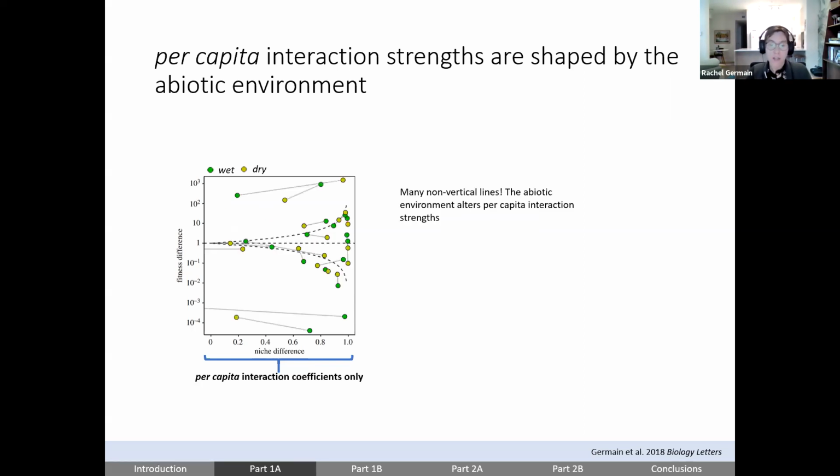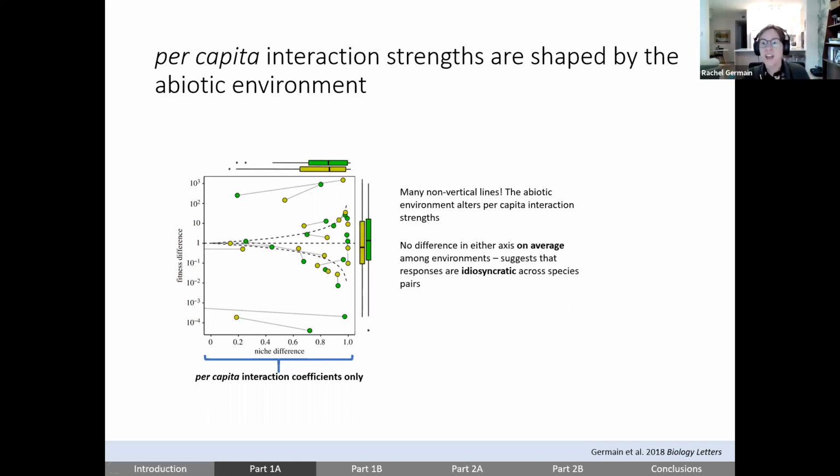So if I show you the actual data, the first thing that you'll notice is that there are a ton of non-vertical lines. And in some cases, they're mostly horizontal with only a slight vertical bent to it. And so this is telling us that the abiotic environment is very much so, in some cases very strongly, altering those per capita interaction strengths.